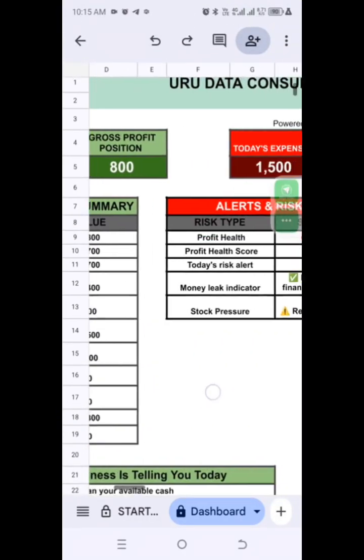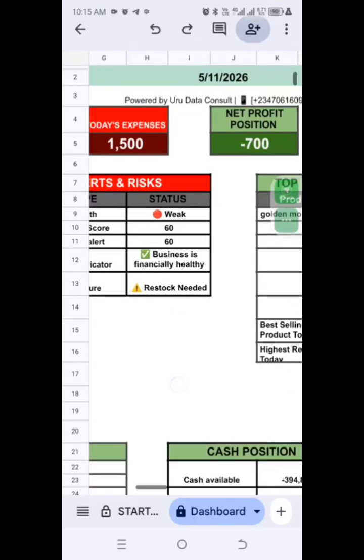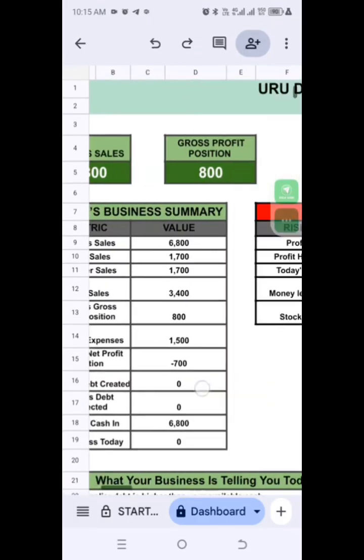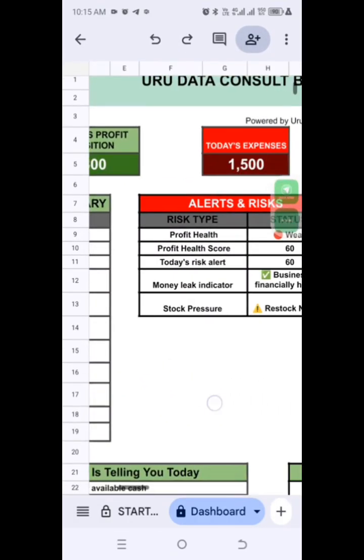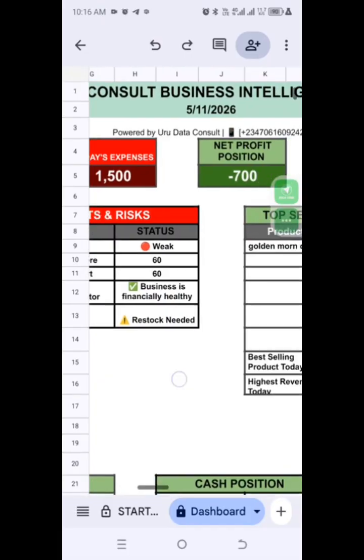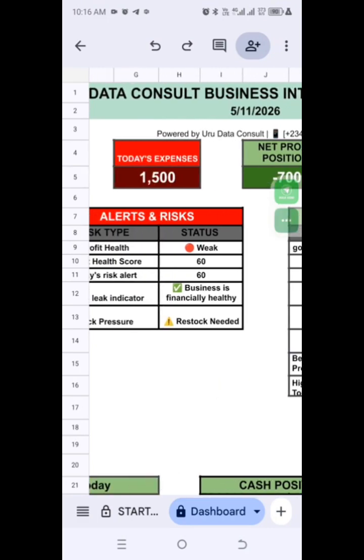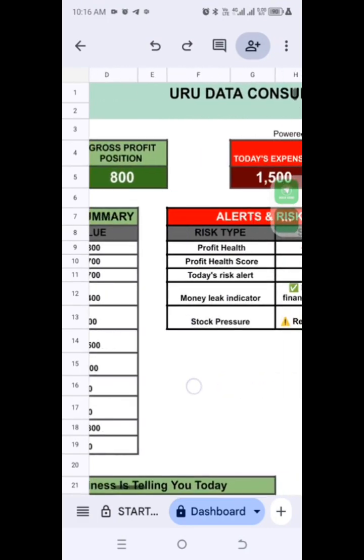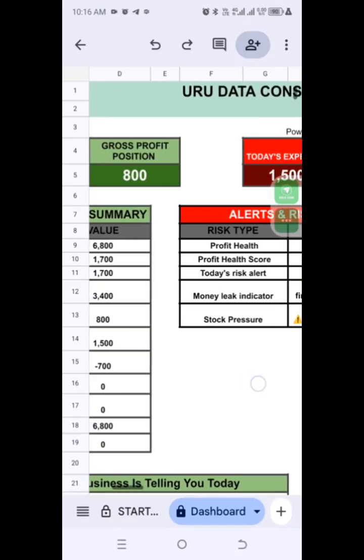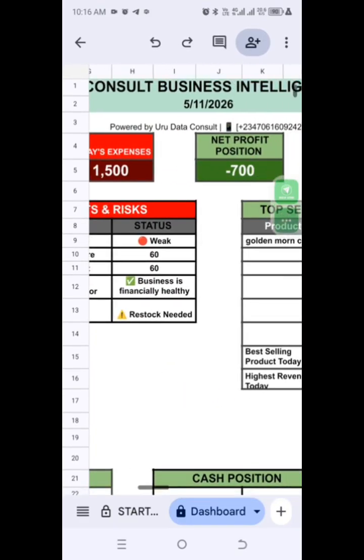So today's expenses is 1,500, and now that has impacted our net profit position. You can see our net profit position is now minus 700. That means we are already in loss because the net profit position is gross profit minus your expenses. So it is what you finally take home after making expenses. So minus 700 is telling you that your expenses are so high. That's to say you are heading towards loss.